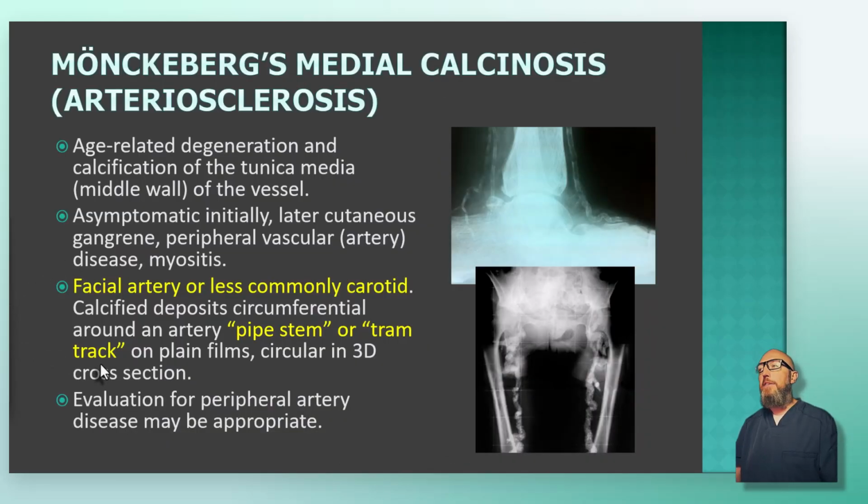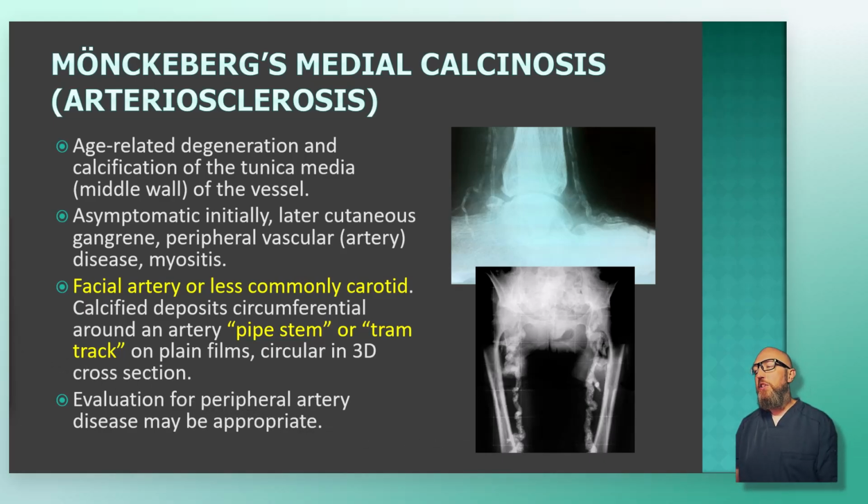And then this is a different type of disease, but it still falls in the realm of arterial calcifications, Mönckeberg's medial calcinosis. And so this is age-related degeneration and calcification of the tunica media, or the middle wall of the vessel. And this one is typically associated more with peripheral vascular artery disease. And so these examples here, obviously outside of our field of view, we have an ankle here, a foot, then we have the hips and the femur. But where we're most commonly going to see it is in the facial artery.